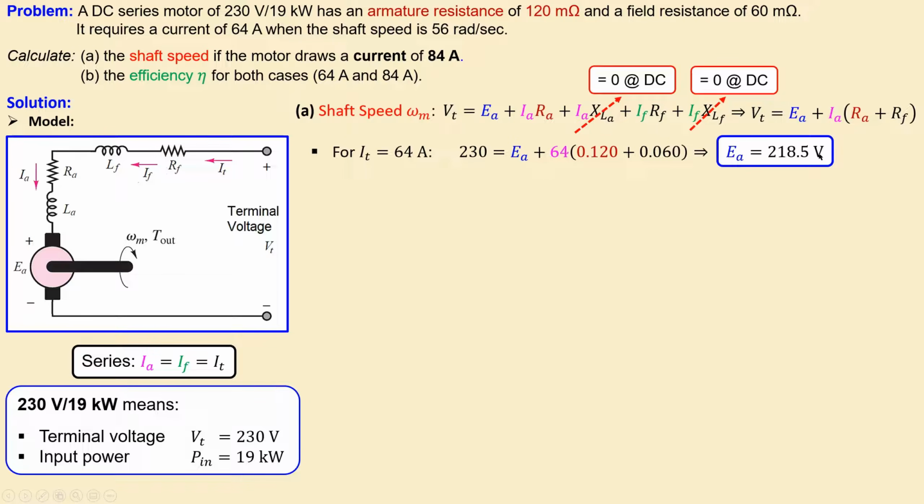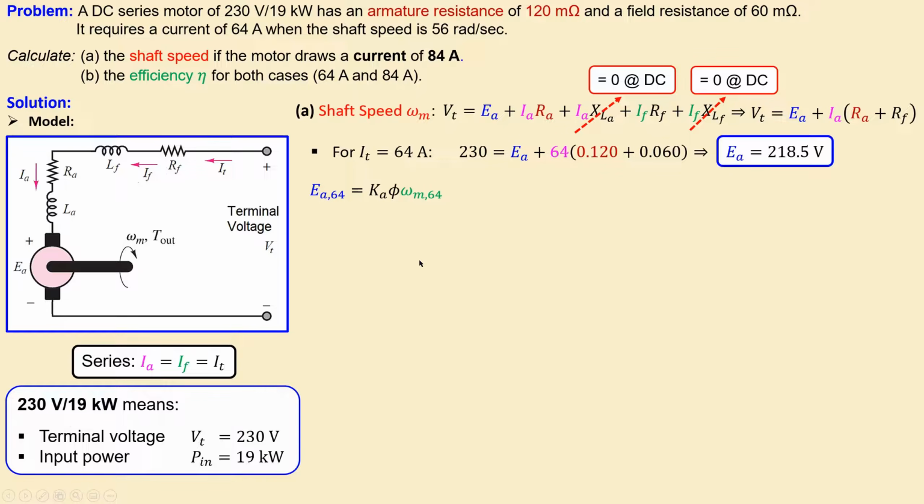And this is only valid when the shaft speed is 56 radians per second or the required current is 64 amps. Now, I have just denoted this by E sub A and then comma 64, just to mention that this is 64 amps. We have also this formula in order to go to the required shaft rotation speed. So we have this, and we can again calculate what the required value is for the second case, for the 84 amps.